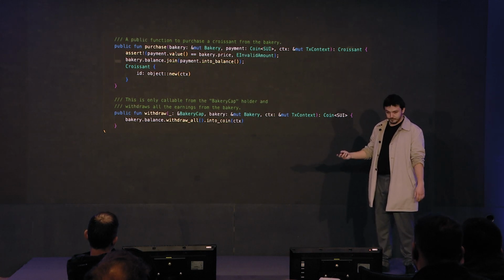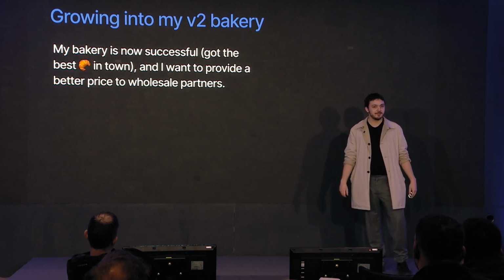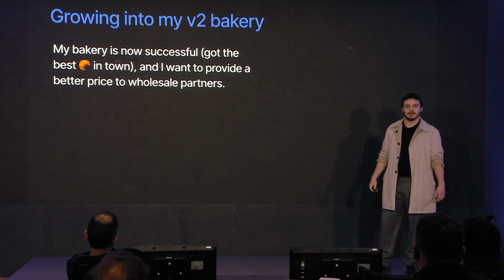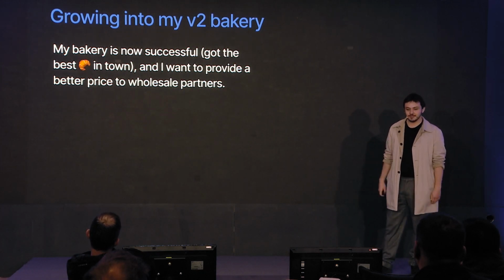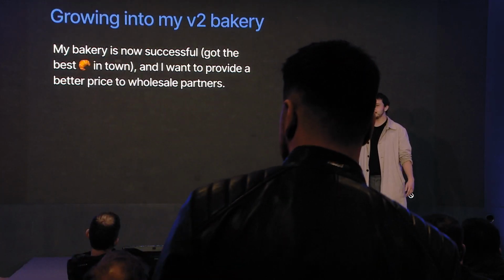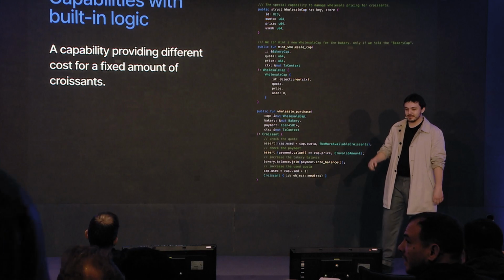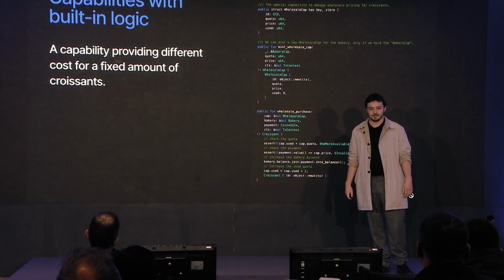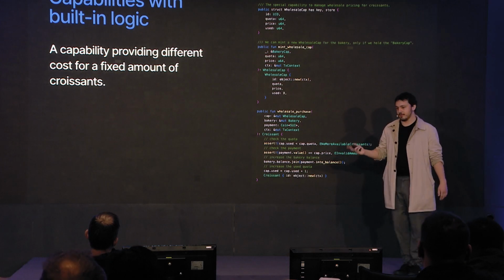Now, let's grow into a V2 bakery. I mean, we have established that I have the best croissants in town, and now I want to give some better prices to some wholesale partners or, I don't know, make some special deals. With capabilities, we can also have built-in logic. I will actually run through an example immediately for that case.